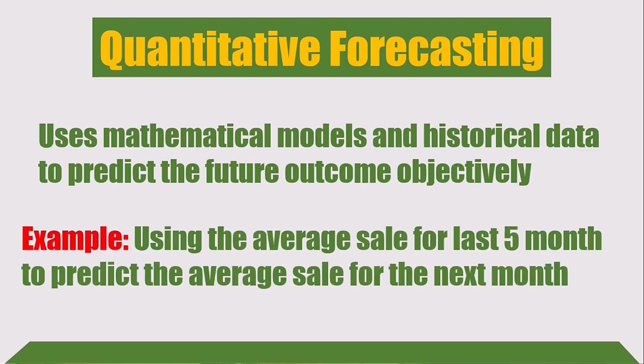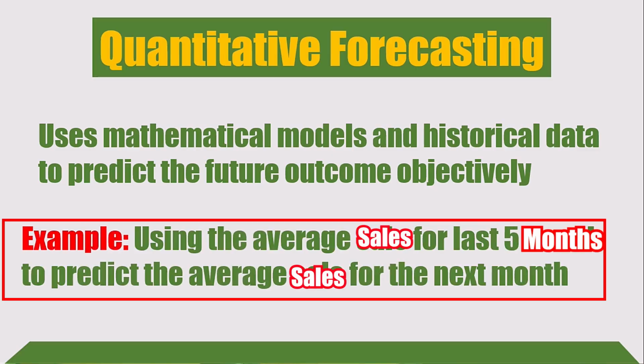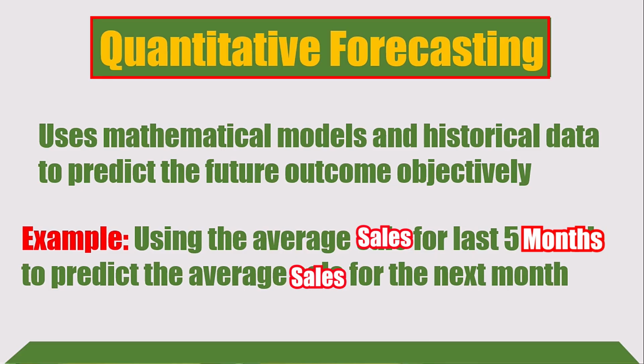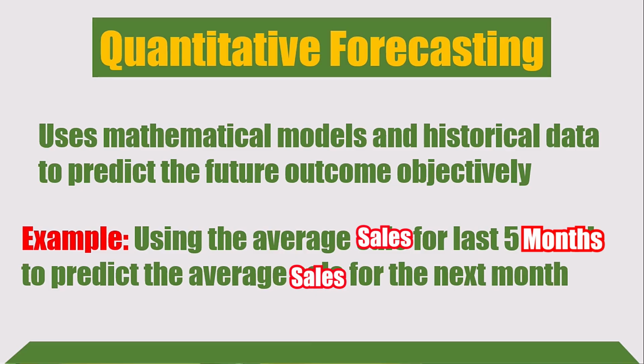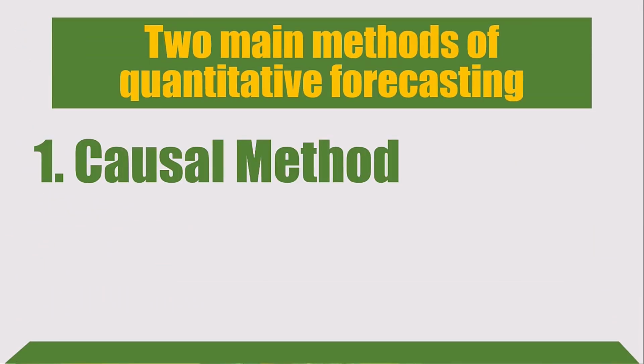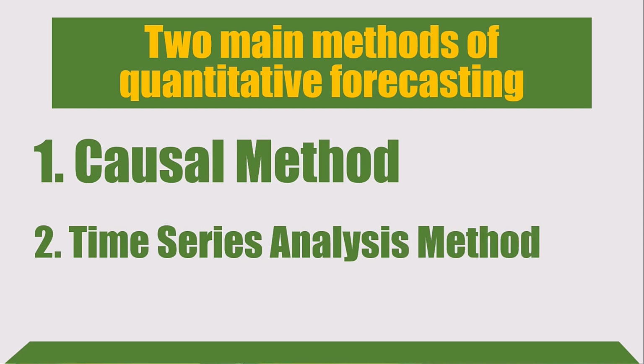A good example of quantitative forecasting is when you use the average sale for the last 5 months to predict the average sale for the next month. You're using data for the last 5 months to predict what's going to happen in the next months. That's quantitative forecasting. Now, since quantitative forecasting uses historical data, it's actually more common than qualitative forecasting. The two main methods of quantitative forecasting are the causal method and the time series analysis method.